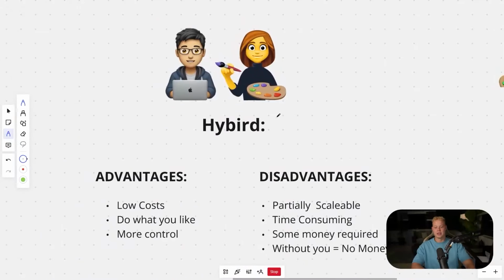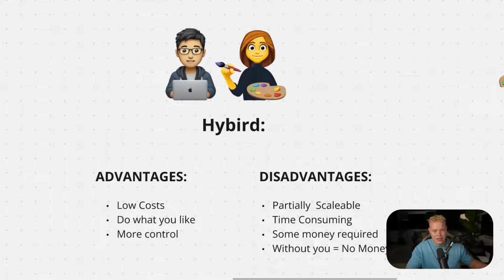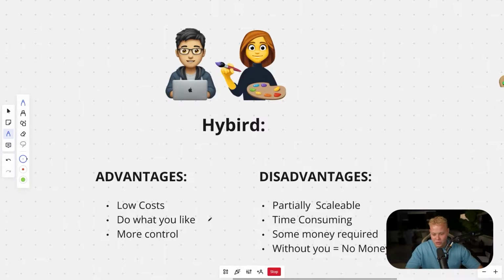Now, the hybrid method, the advantages of it: very low costs because you only outsource certain parts. Then you can do whatever you like. So if you like scripting, you do only that. If you like video editing, you do only that, okay? So you do what you like. Then you still have a bunch of control about how the video's gonna look like in the end.